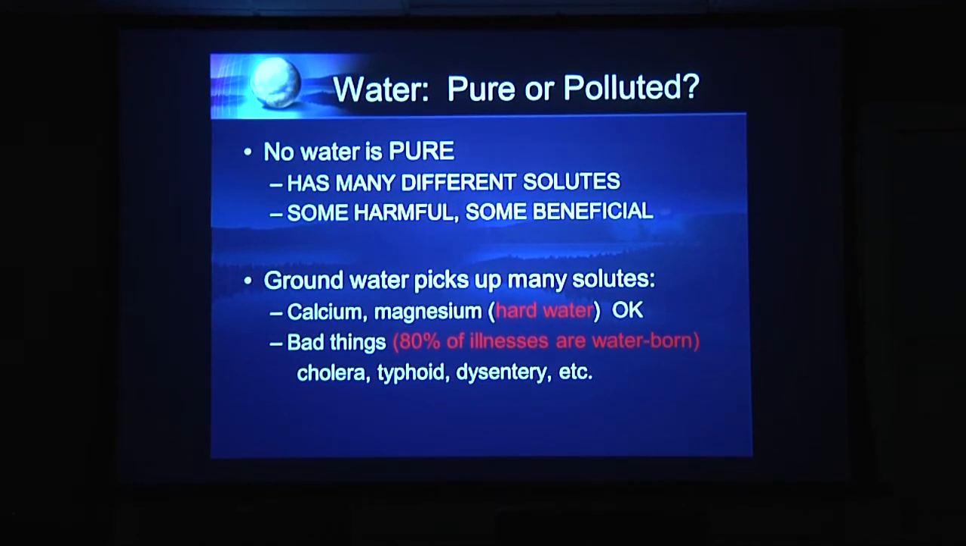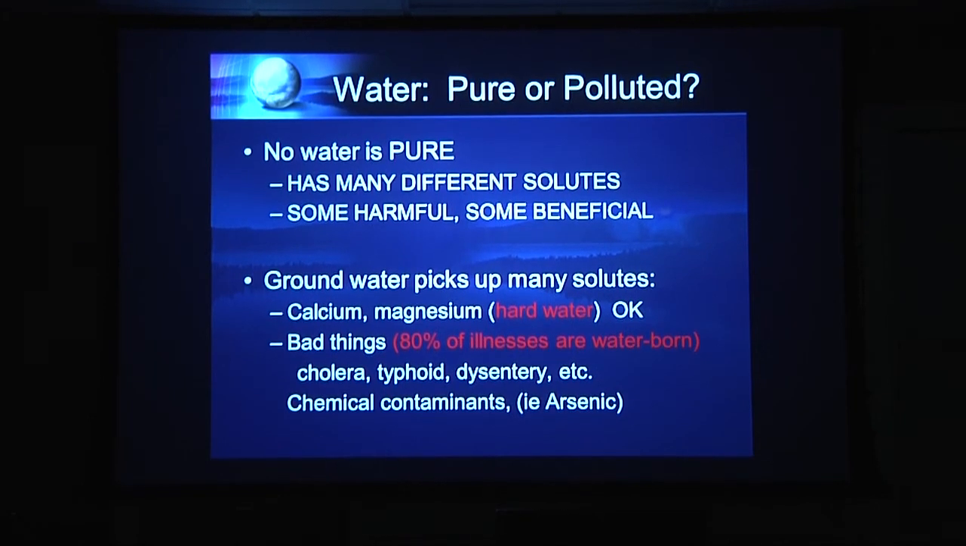Some of the bad things that can be found in water, most of them are bacterial. The bad things are cholera and typhoid and dysentery. And 80%, this is a staggering number, 80% of illnesses come from polluted water worldwide. Not in the United States. This is not an issue here, but worldwide in developing nations, 80% of the illnesses are waterborne. Again, I want to reiterate how lucky we are to live in a place where we pretty much are guaranteed to have safe drinking water.